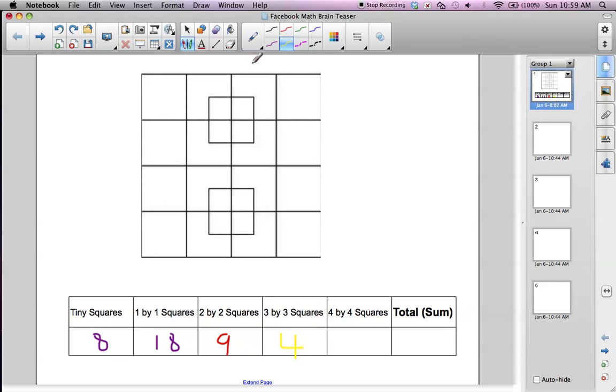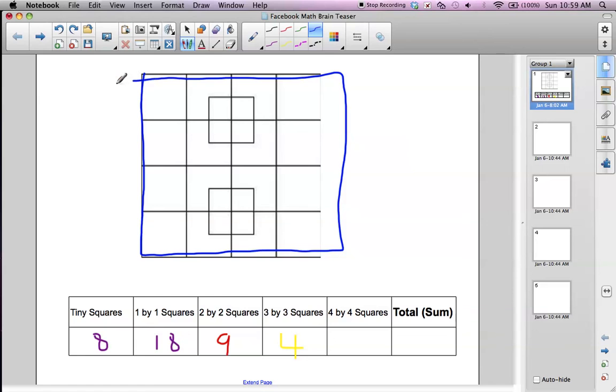And of course there's one giant 4 by 4 square. Okay, so there's one of those. If we add up all these numbers together, you will get 40. Okay, so that's how you solve that problem.